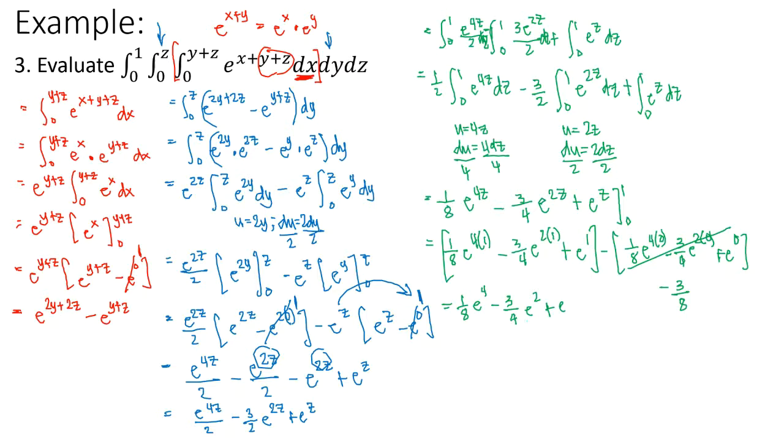Okay? And since decimal answers are not allowed, we have to factor out the common factor, which is 1/8. So 1/8 e raised to 4. 3/4 divided by 1/8, that is 6 e raised to 2. In order for this to get 1/8, we can multiply it by 8. Then for this one, we have minus 3. So this is now our final answer.